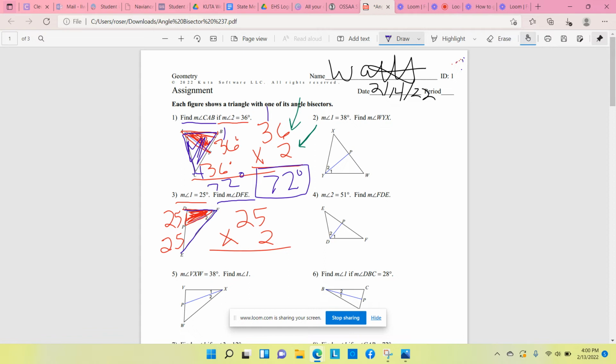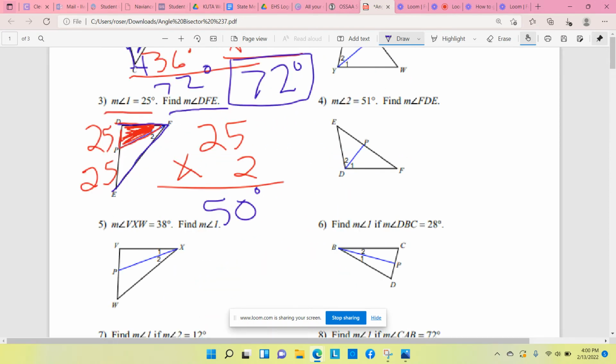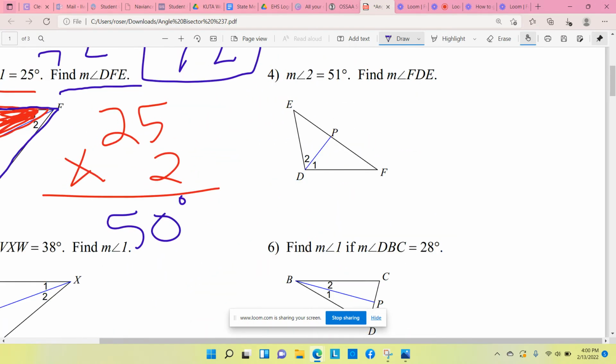What's 2 quarters? How much money is 2 quarters? 50 cents, but we're not measuring in cents. We're measuring in degrees. All right. Boom.